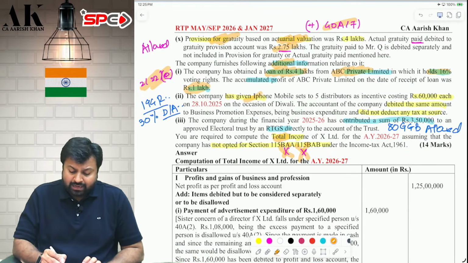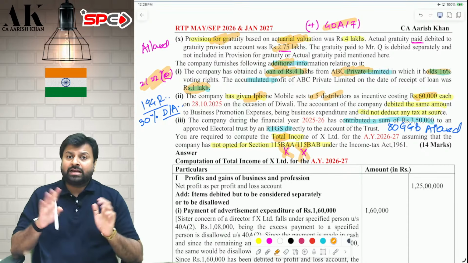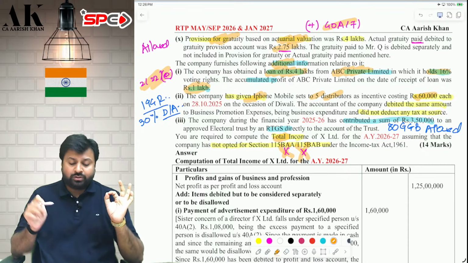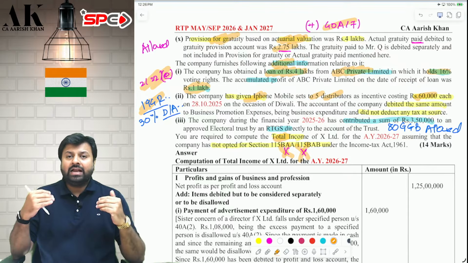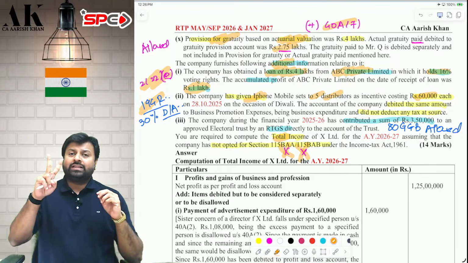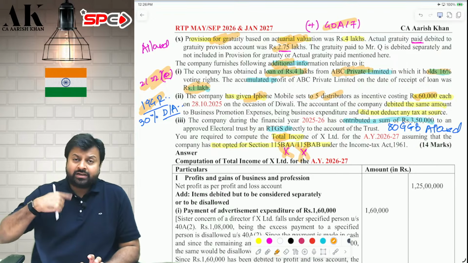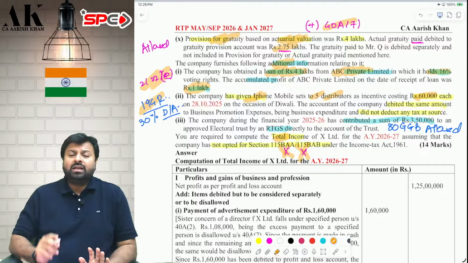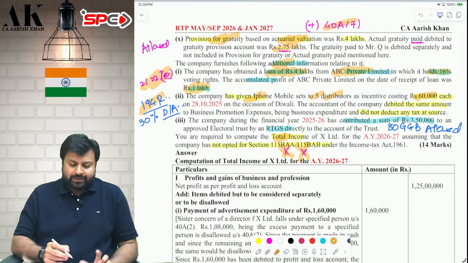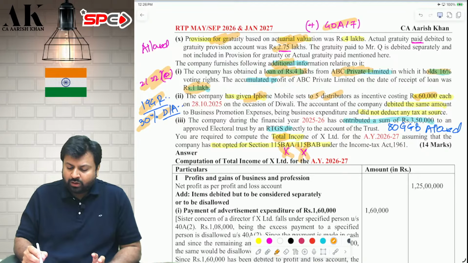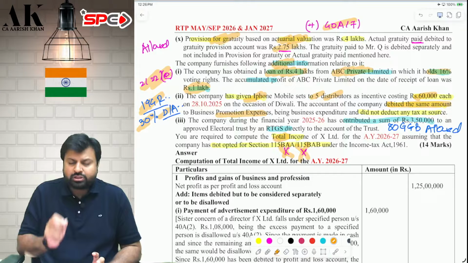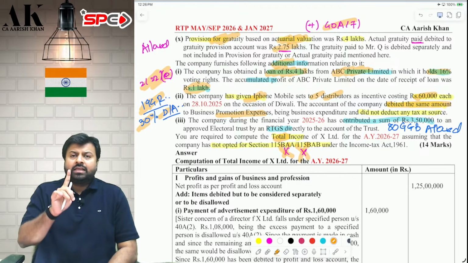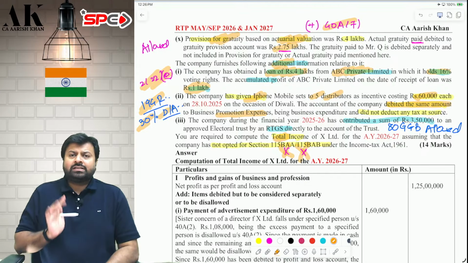Next, I am giving some iPhones to my distributors, 5 iPhones of 60,000 rupees each. Total 3 lakh rupees iPhones I have given, but I have not deducted TDS. I should deduct TDS under 194R because I am giving benefit and perquisite in business. And if I give benefit and perquisite in business of more than 20,000 rupees, I should deduct TDS under 194R at the rate of 10% if the payee is a resident. I am not deducting TDS, therefore 30% of the expenditure will be disallowed because it is written in the question that this expense is already debited to the business promotion expense. You are already debiting this to P&L, therefore I will disallow 30% of 3 lakh, which is what?